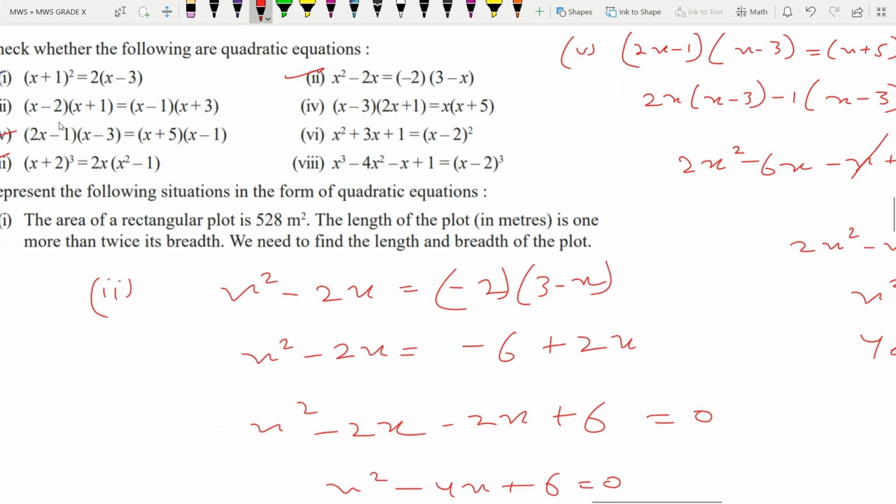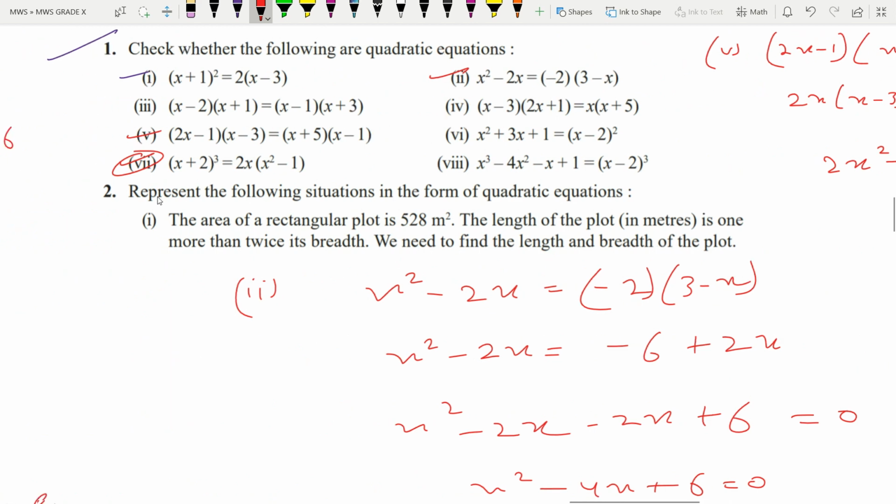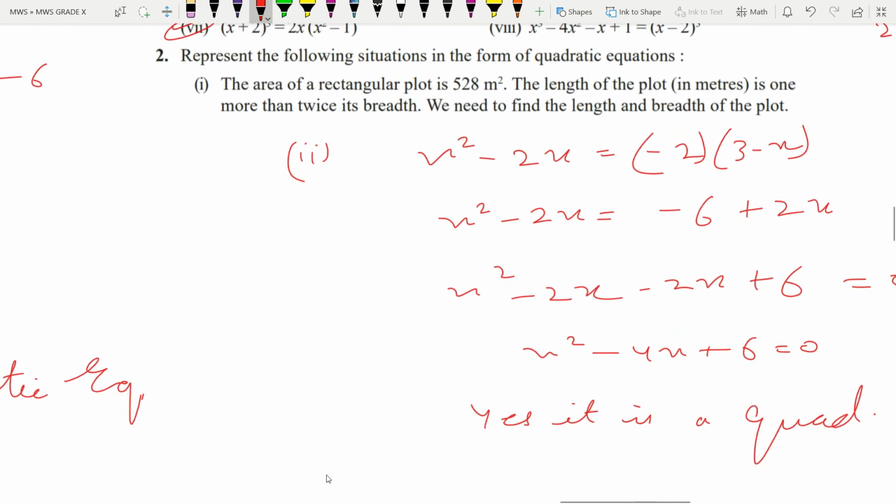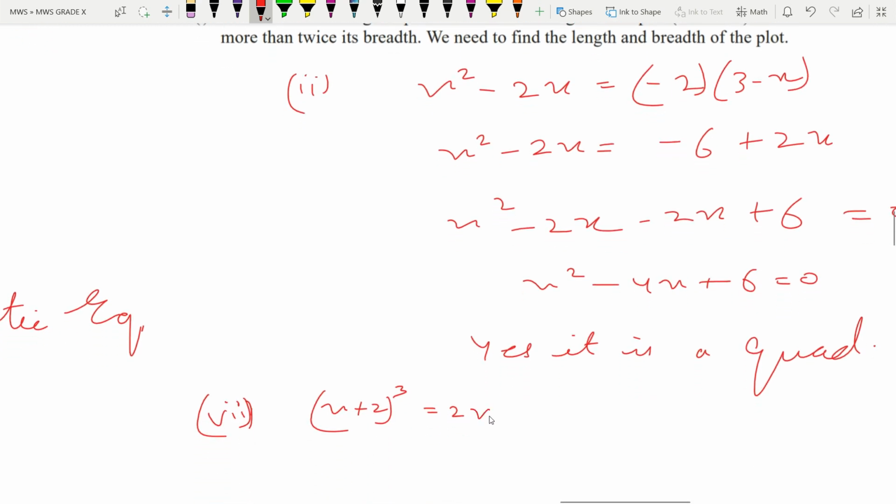Now let us move on to this seventh part, which is x plus 2 whole cube is equal to 2x into x square minus 1.